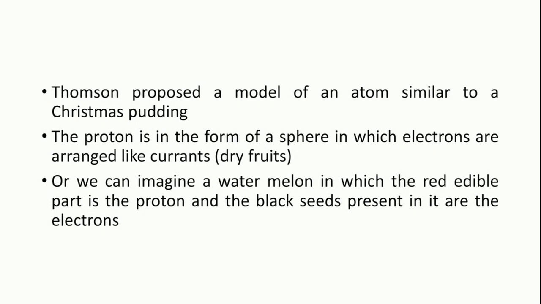Very good. So what did we understand here, Mahalakshmi? Ma'am, J.J. Thomson proposed a model of the structure of the atom by comparing it with the Christmas pudding, ma'am. The sphere is the positively charged proton, ma'am, and the dry fruits are the electrons embedded in it, ma'am.